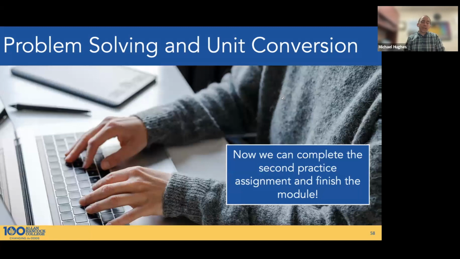So now what I would like everybody to do is, after this video, when they feel comfortable, to start the complex conversion practice assignment. And when you have completed that, we can complete the module with doing a final assessment, making sure we know how to do unit conversions so we're prepared for our upcoming chemistry class.